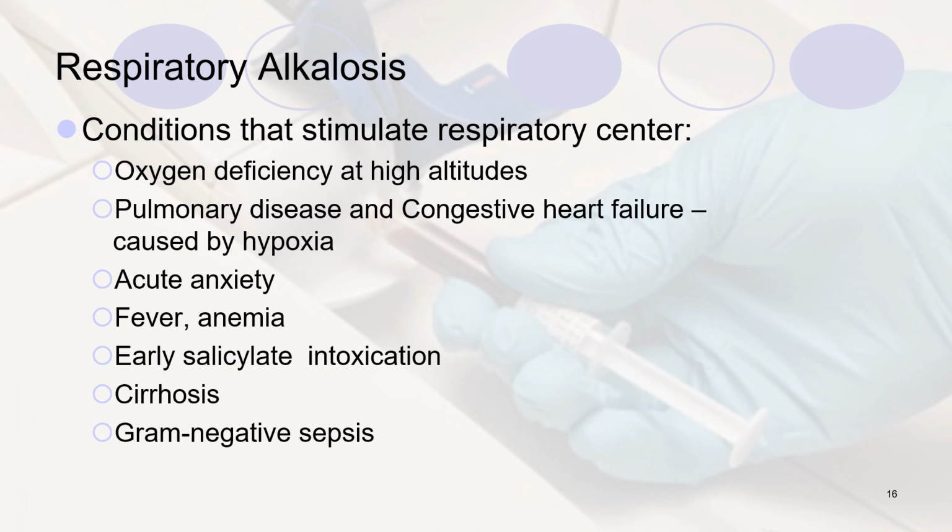a high altitude. Those who climb the hills and those who move to high altitude levels have oxygen deficiency. Then pulmonary disease and congestive heart failure caused by hypoxia, acute anxiety, fever, anemia, early salicylate intoxication, liver cirrhosis and gram-negative sepsis.